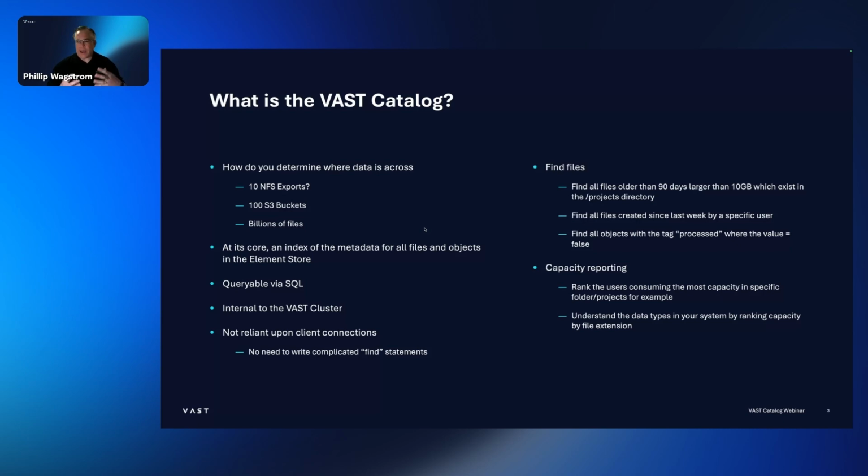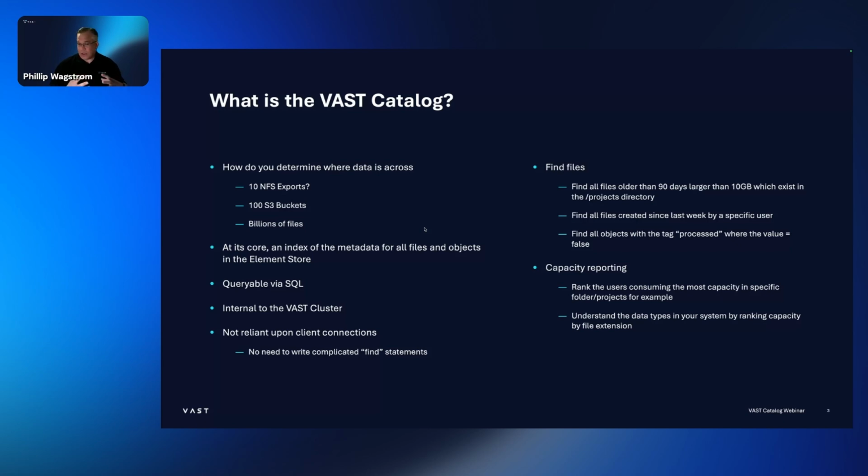Or find all the files created last week by a specific user, or look at the rate of change in a directory. Or let's say I want to find all the S3 objects that have a process tag, meaning you've indicated that some work has been done on those.